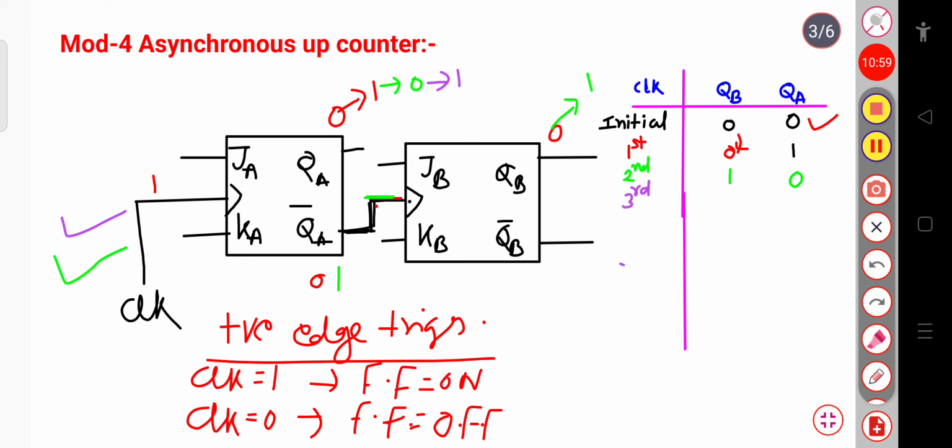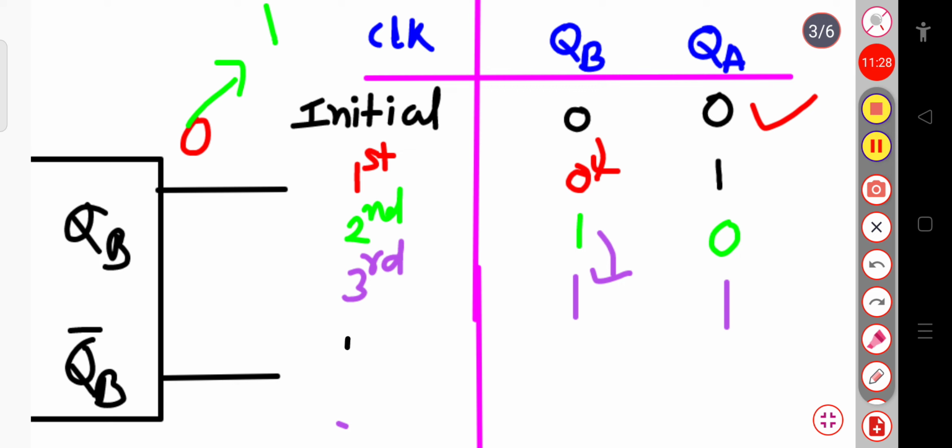So QA will go to 1. So this value is 1. And QA bar will be the complement of 1, which is 0. This 0 will be given to the clock of the second flip-flop, so that it is in the off condition. When the clock is 0, it is in the off condition. So it will store the previous value, that is 1. Is that clear?